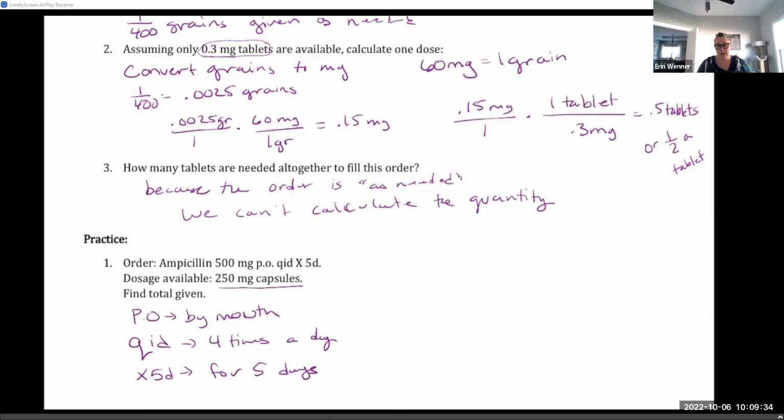So in order to find the total number of capsules that need to be dispensed, we're going to calculate 1 dose. And 1 dose is going to be 500 milligrams. And we're going to multiply it by 1 capsule over 250 milligrams. So this tells us how many capsules to give in a single dose, which 500 divided by 250 is going to be 2 capsules.